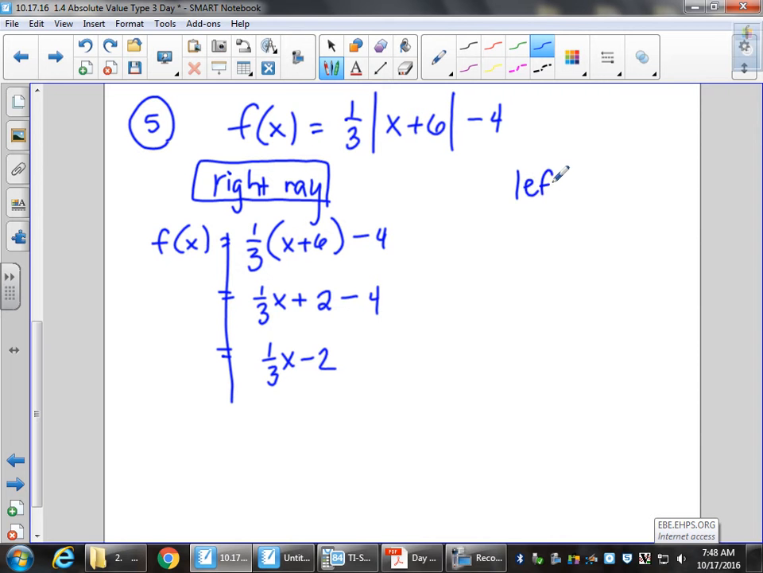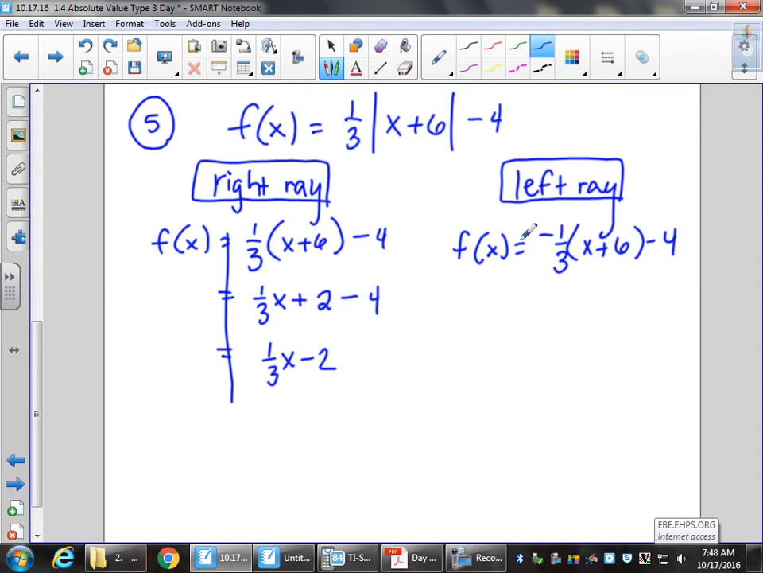Left ray, what change are we going to make? A is going to become negative. So this will be f of x equals negative 1/3 x plus 6 minus 4. What does this equal? Minus 2 minus 4.